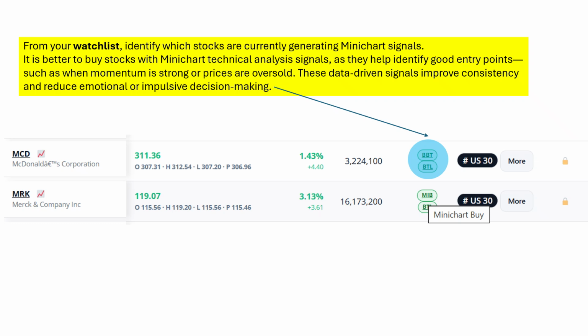It is better to buy stocks with mini chart technical analysis signals, as they help identify good entry points, such as when momentum is strong or prices are oversold. These data-driven signals improve consistency and reduce emotional or impulsive decision-making.